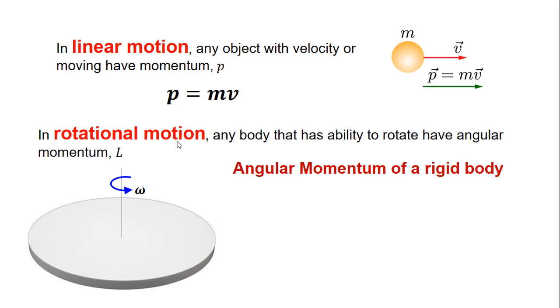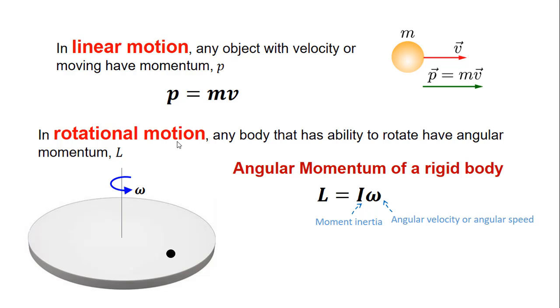So how do we find the angular momentum for a rotating object? The angular momentum for a rigid body is given by L equal to I omega, where I is the moment of inertia, and omega is what we call angular velocity or angular speed.